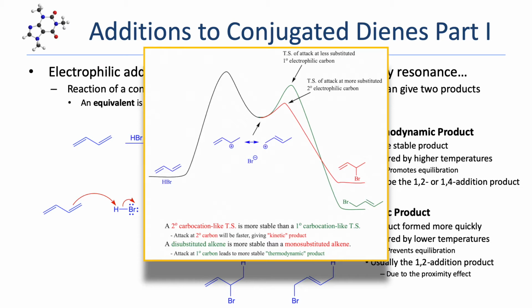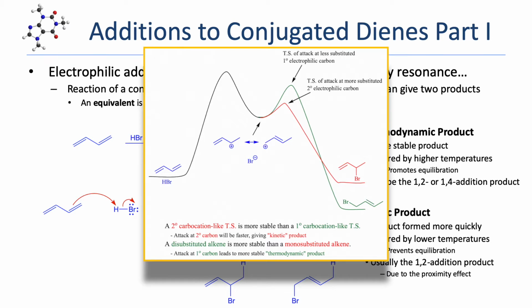And it turns out that alkenes are more stable when they're more highly substituted. And so the more highly substituted 1,4 addition product is the more stable product. And that means that at equilibrium, the 1,4 addition product in this case is going to be the major product. When we do a kinetic analysis of this reaction, we get a completely different result.